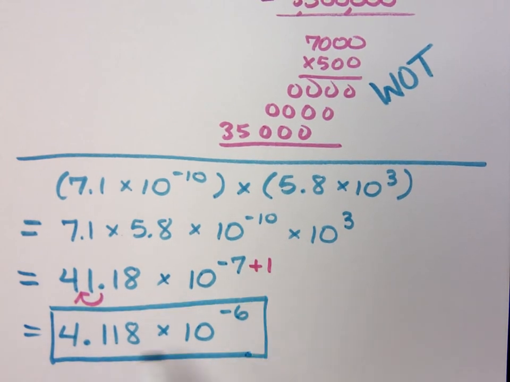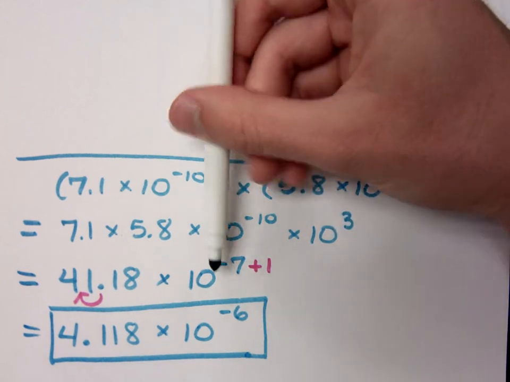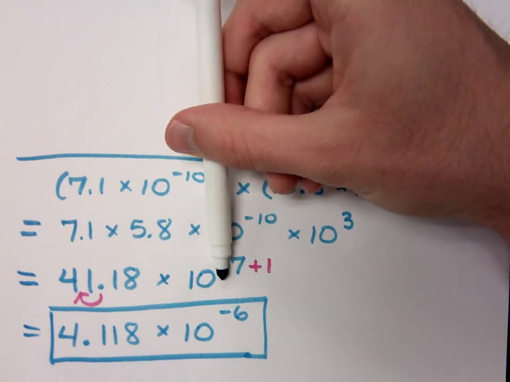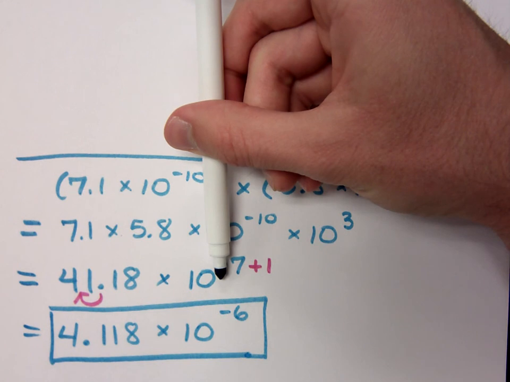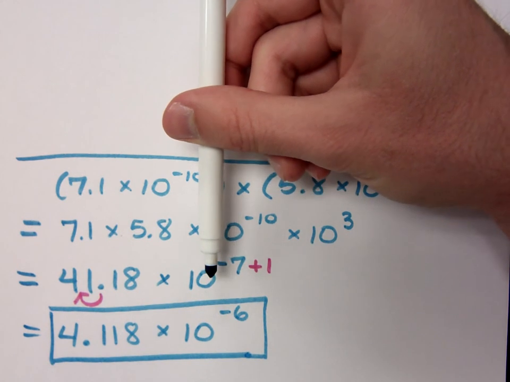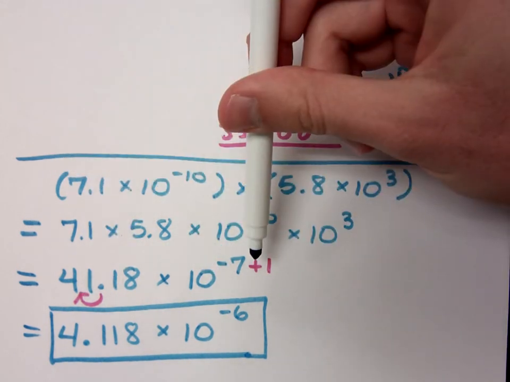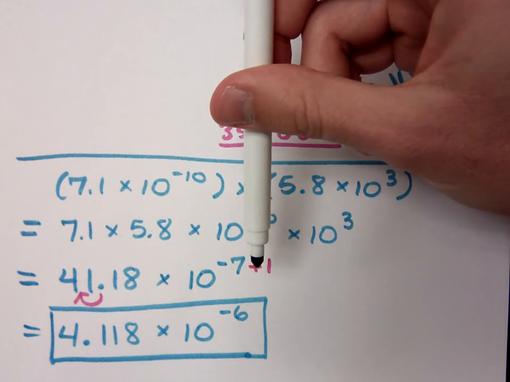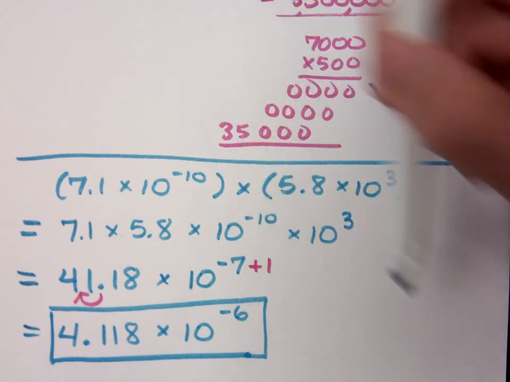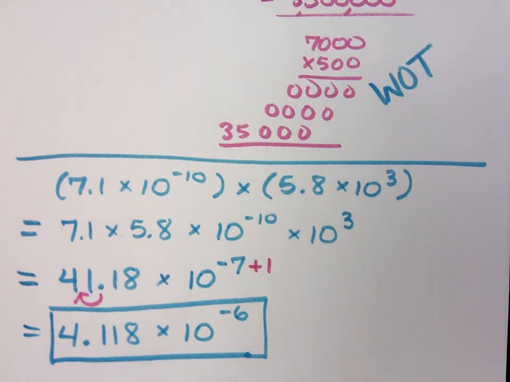Even if it was a positive, would you have to add one? Even if this had been 10 to the 7th, you would still have to add 1, because you get to put the excess back in. Okay? So for scientific notation, the decimal has to be between 1 and 10. It could be a positive or a negative number, but the absolute value of it has to be between 1 and 10.